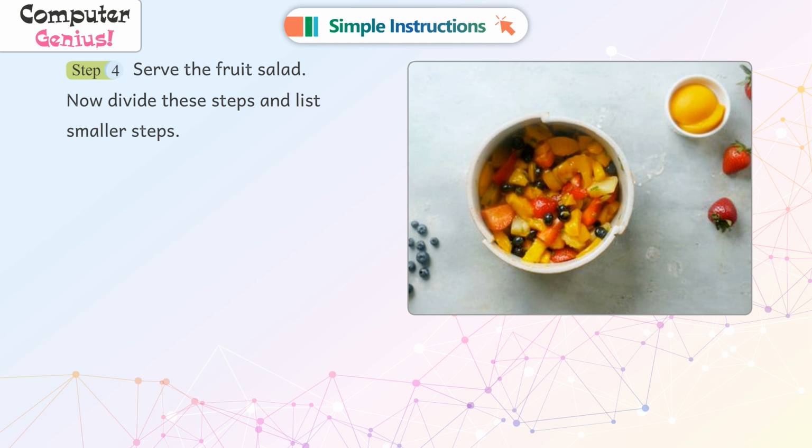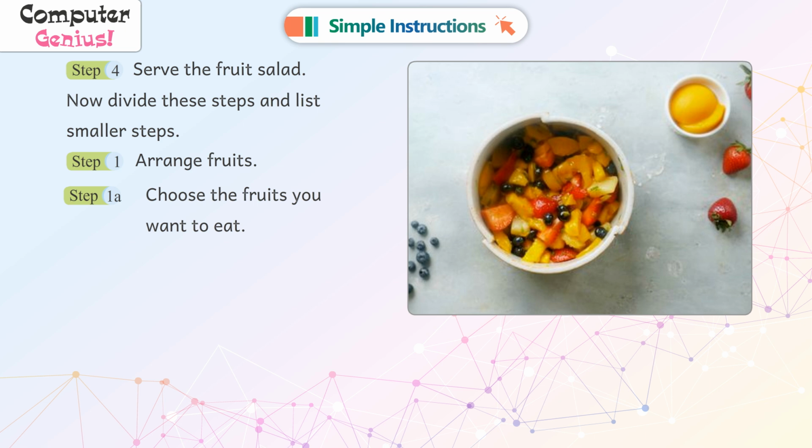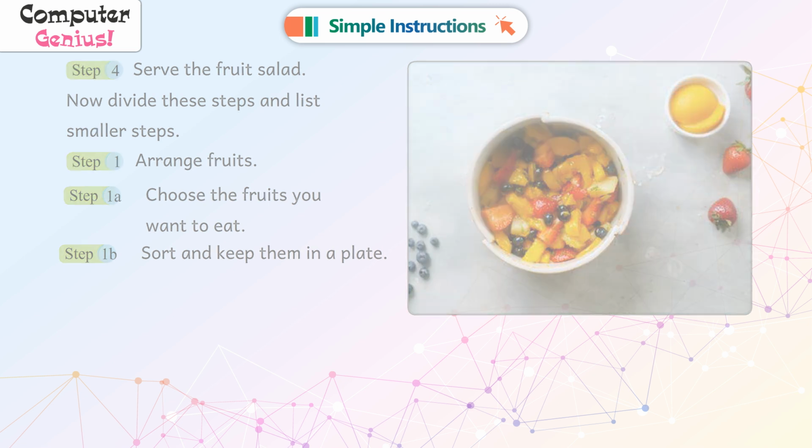Now, divide these steps and list smaller steps. Step 1. Arrange fruits. Step 1A. Choose the fruits you want to eat. Step 1B. Sort and keep them in a plate.